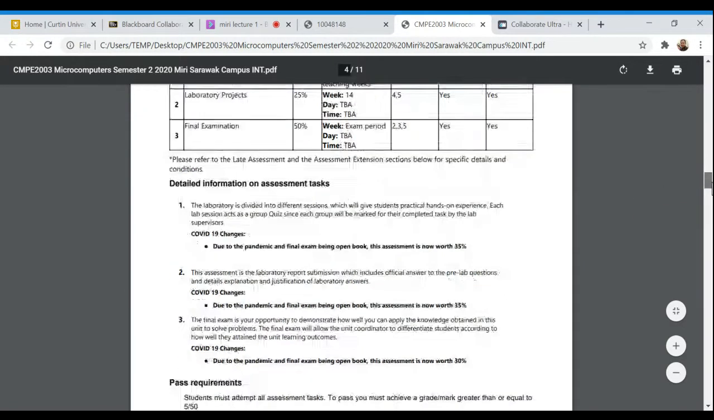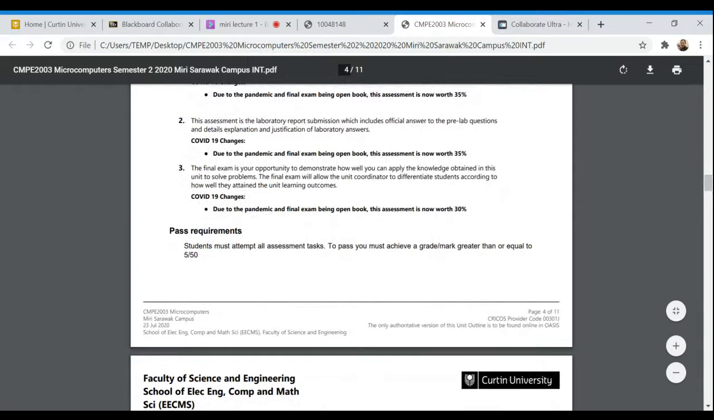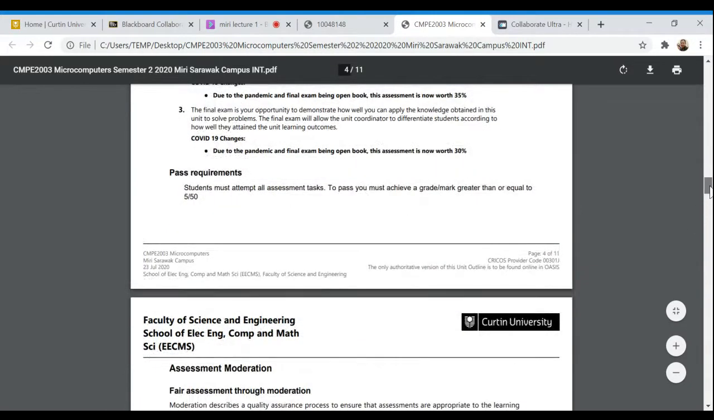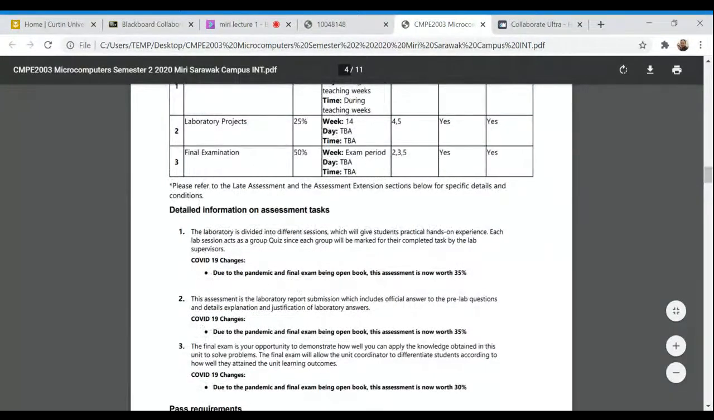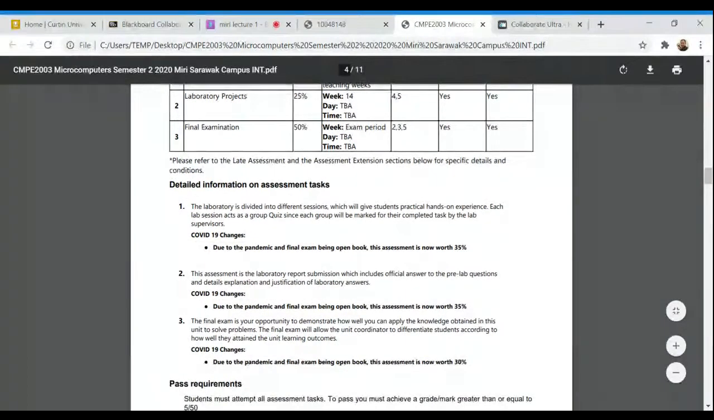But after COVID-19, the lab assessment has actually increased and the final exam has actually decreased. Now, instead of 25, 25, 50, you have 35, 35, 30. So in short, you have very high internal marks. I'm very sure that a lot of you will be very happy with this. Some of you might not be happy, but in any case, if you are confused, please let me know.